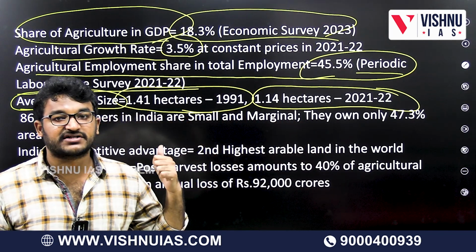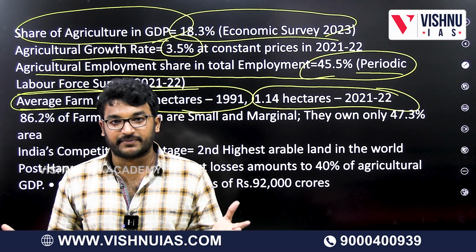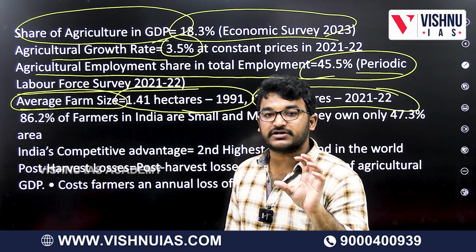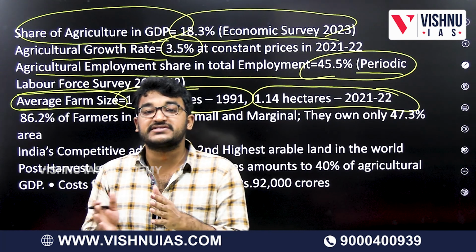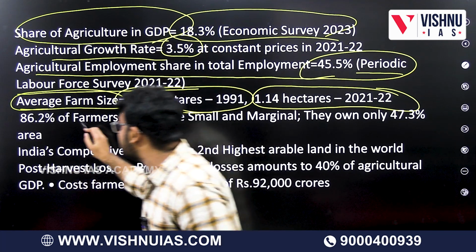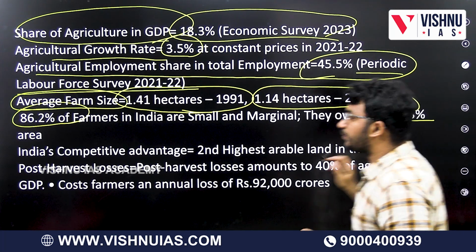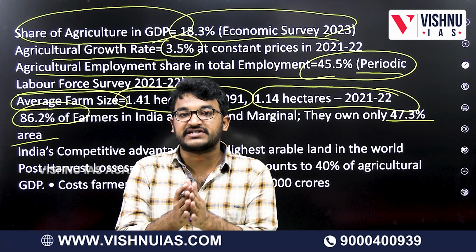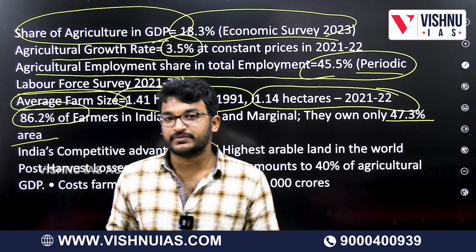What does this mean? This means that land fragmentation has increased a lot in India. And 86.2% of farmers in India are small and marginal farmers, meaning those who have land of less than 2 hectares. All these 86.2% of farmers hold just 47.3% of the land area. By this you can understand how large the percentage of small and marginal farmers is and what their scenario is.